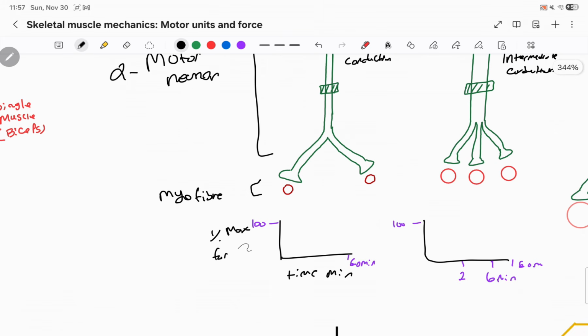So if we were to look at this on a graph, here is the fatigue curve. On the y-axis, I have the percentage of my maximum force production over time in minutes. In a type 1 fiber, you'll see that it will be able to consistently meet 100% of its maximal force production over time. And you will see that by 60 minutes, this fiber type is still producing the exact same level of force that it was at 1 minute.